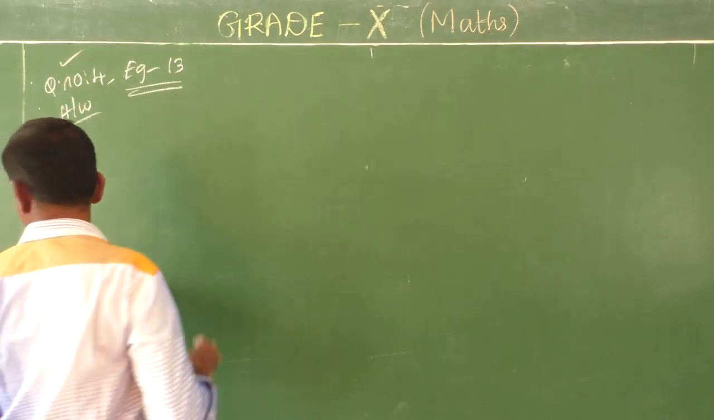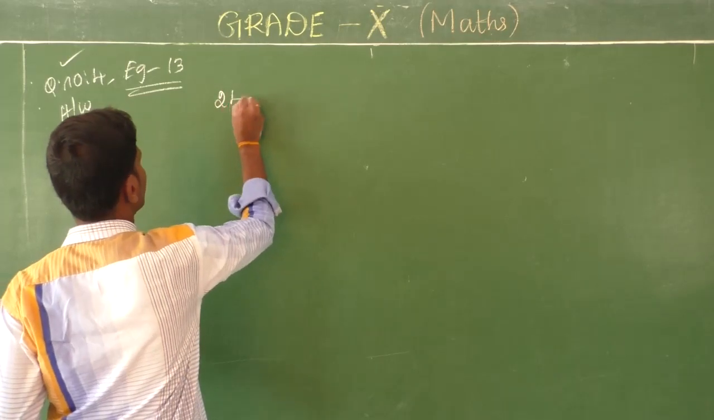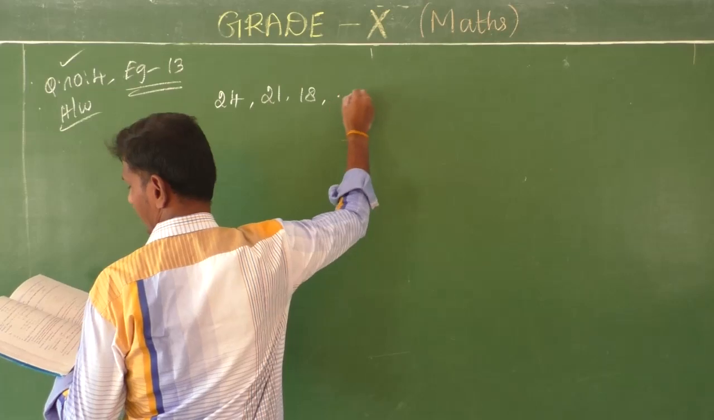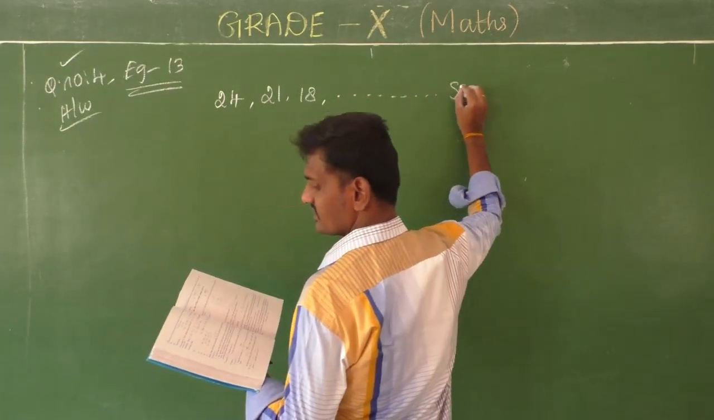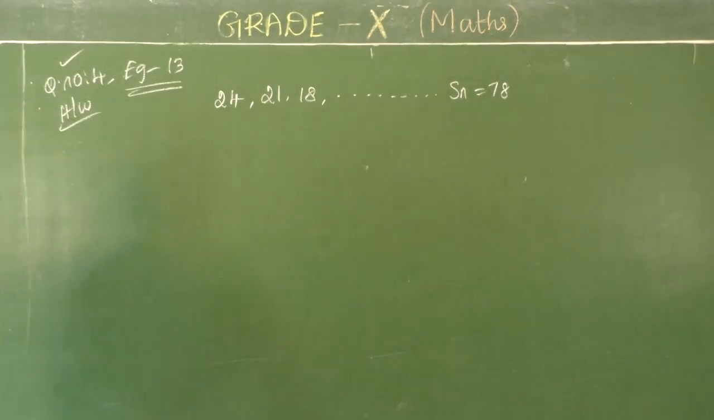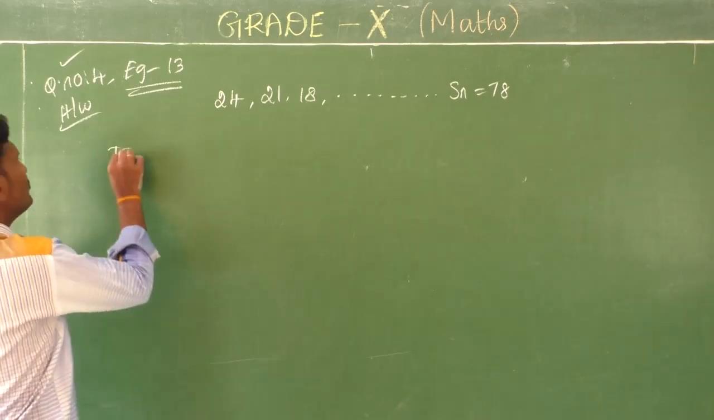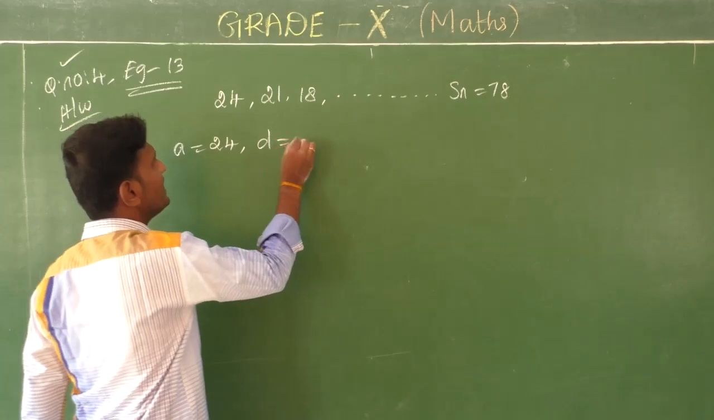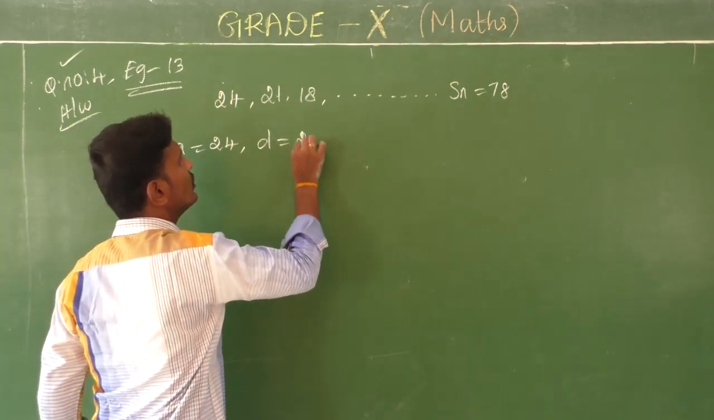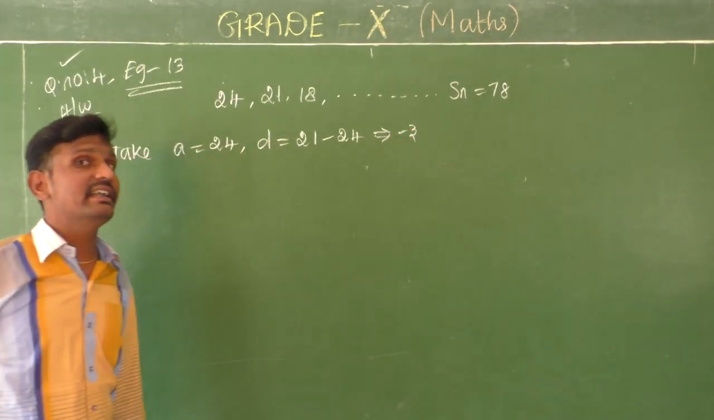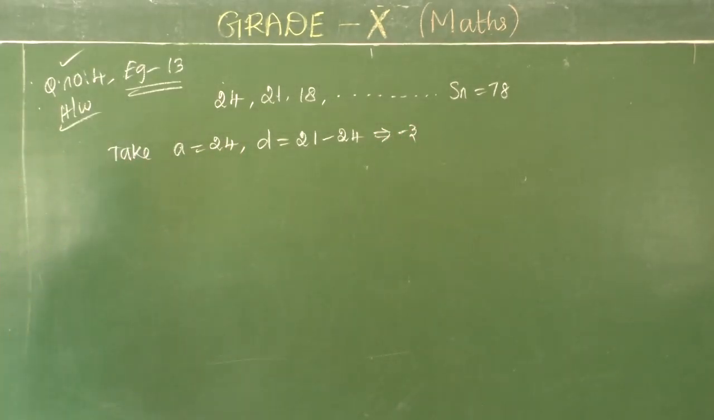Okay, so the example sum, listen. You have the AP 24, 21, 18, and so on, and Sn is equal to 78. The sum is given as 78. Now we are going to find the value of n. From the sequence, take a equal to 24 and d equal to a2 minus a1, so 21 minus 24, which is equal to minus 3. And Sn you already know is 78.